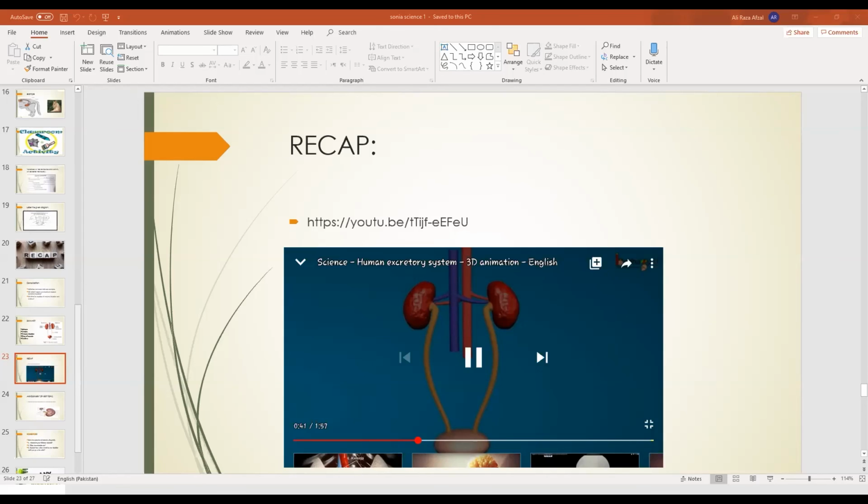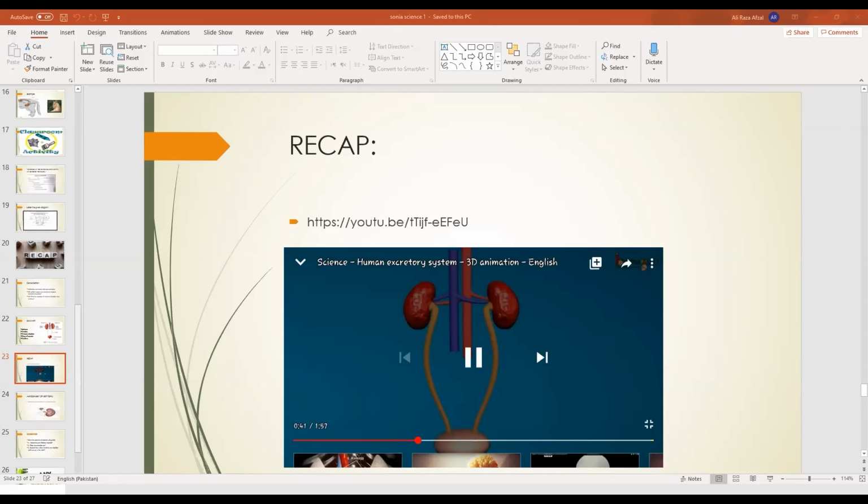In the urinary bladder, urine is stored, and the capacity we studied is 400 to 600 ml. And when this capacity is complete, we need to go to the toilet, and there is a presence of a ring of muscle that is helping to keep the bladder closed until you go to the toilet.